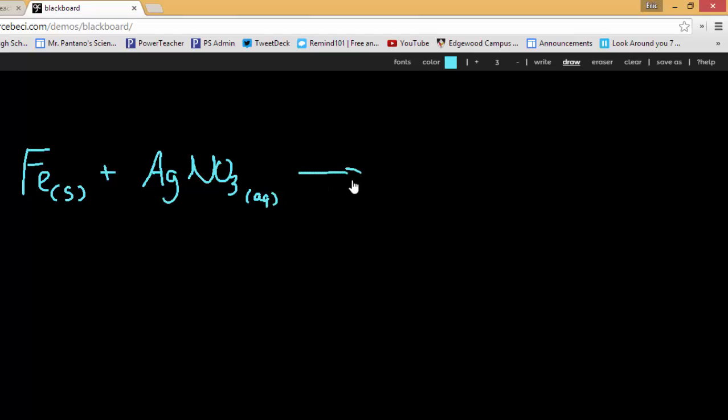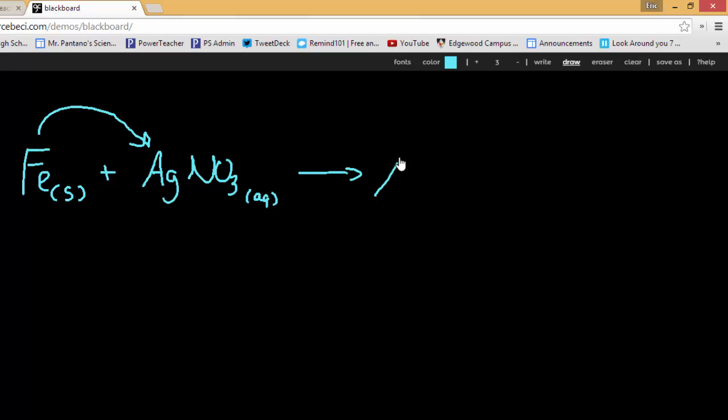We have iron metal in a solution of silver nitrate. So iron metal is just Fe, solid. Silver nitrate, Ag plus 1, nitrate minus 1, AgNO3, and that is a solution, aqueous. Okay? Single displacement means the iron is going to replace the silver.